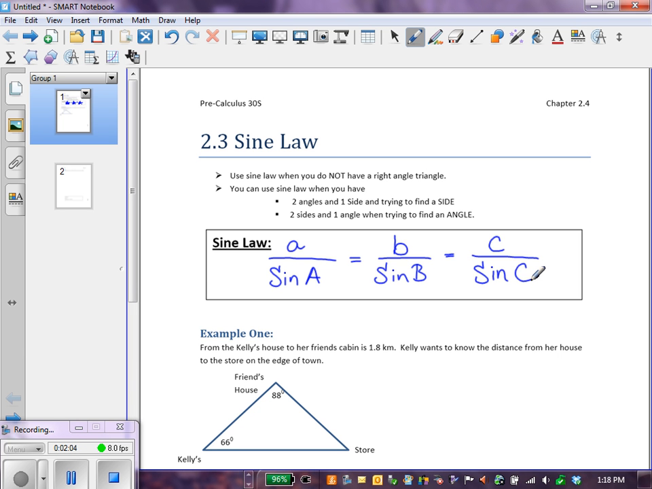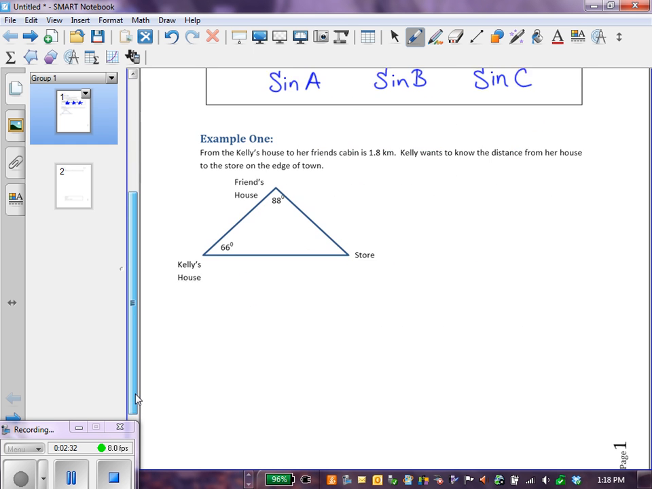And also, ladies and gentlemen, you only need two out of these three in order to solve. You're not going to use all three of them. You're only going to use two at a time. Okay? So I could use A and B. I could use B and C. I could use A and C if I wanted. Everything's equal to each other, but you're only going to use two at a time. Make sense? Sure. Always seems better when we do an example.